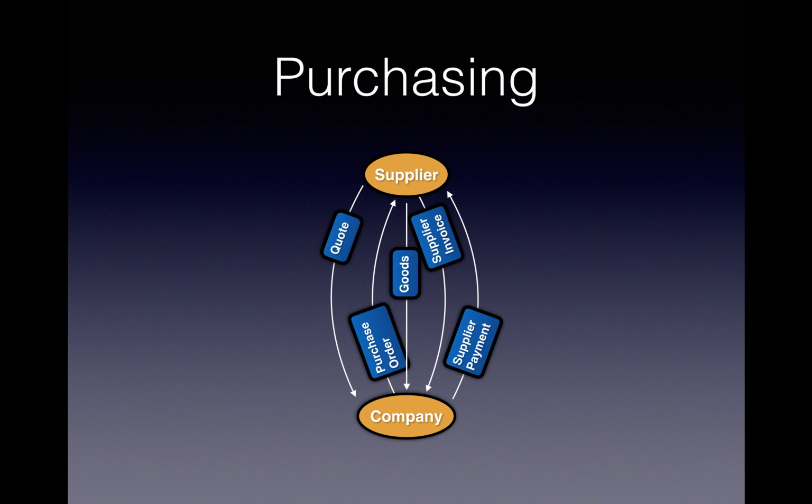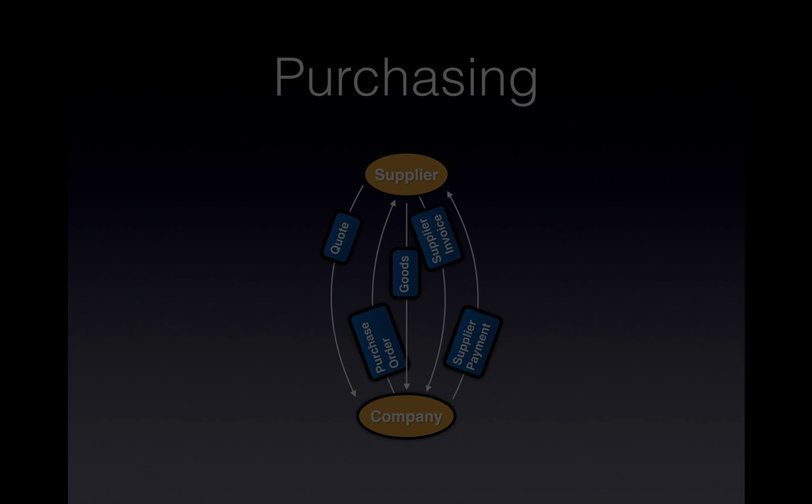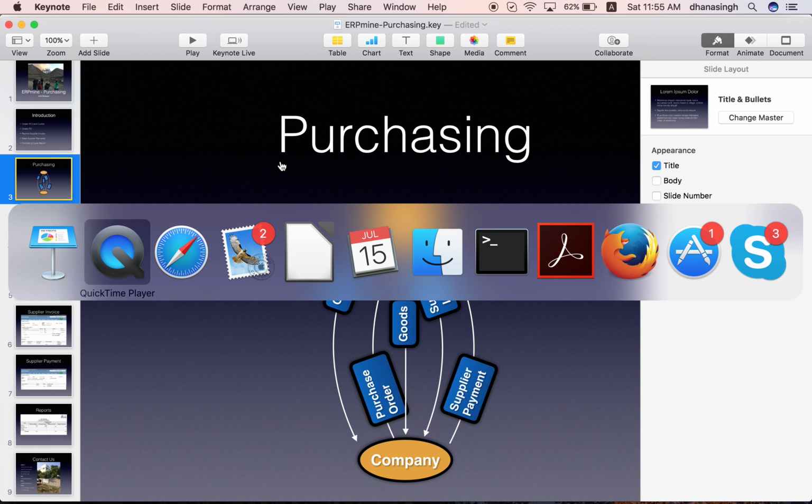Based on that, the supplier would supply the goods to us and send a supplier invoice to us, and we would send them payment for that invoice. So this is a high level view of the procurement process, the purchasing process. Let's just quickly see how ERPmine handles this.